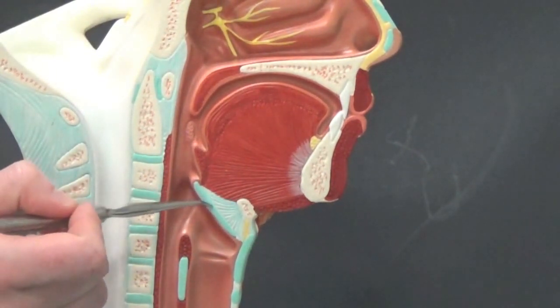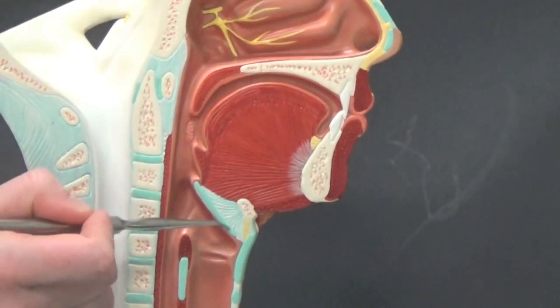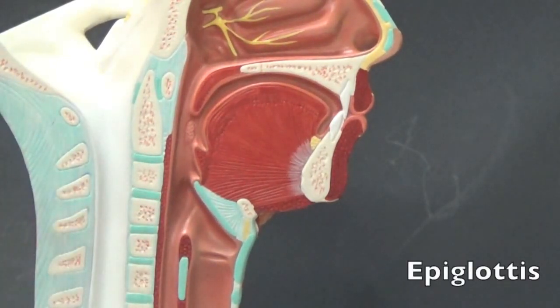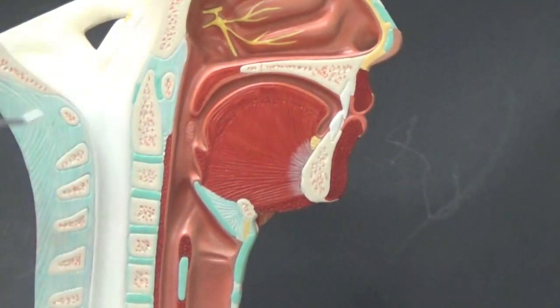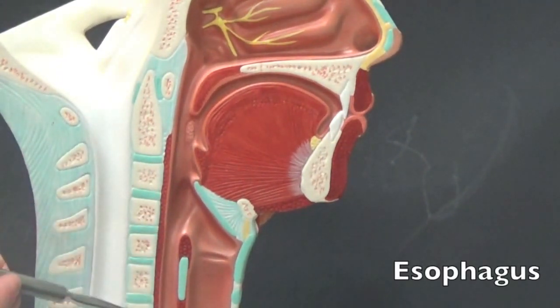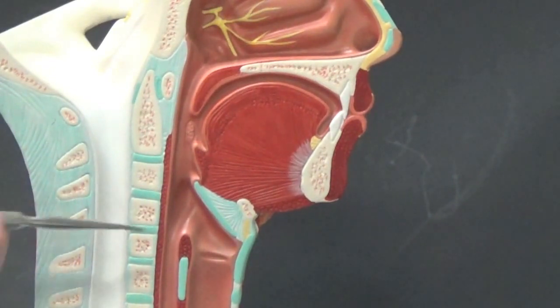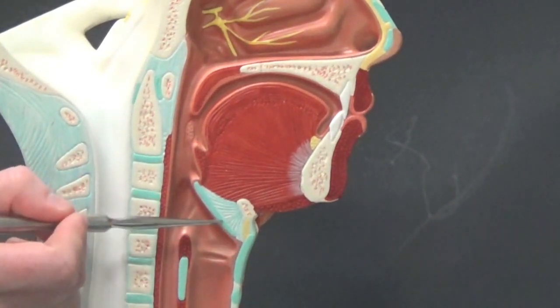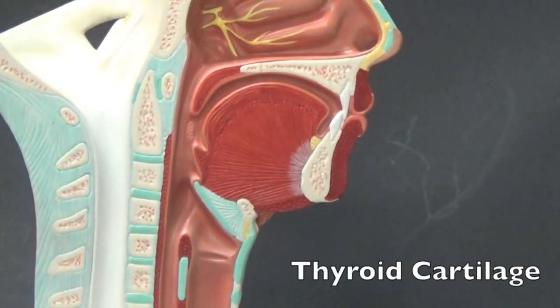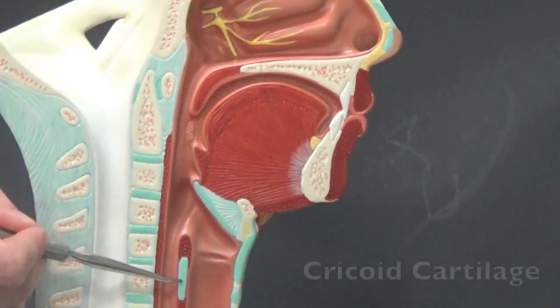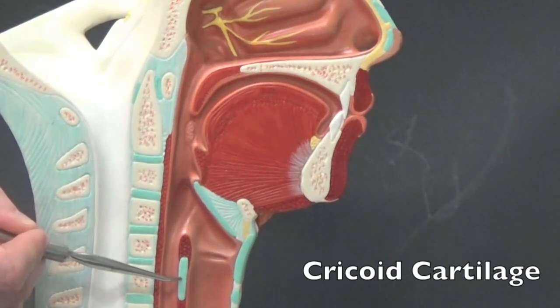Shown as this light blue color, here is going to be the epiglottis, which is going to function to cover up the trachea when food is coming, so that food only goes down the esophagus. Next to the epiglottis, shown here, is going to be the thyroid cartilage. And shown here is going to be the cricoid cartilage.